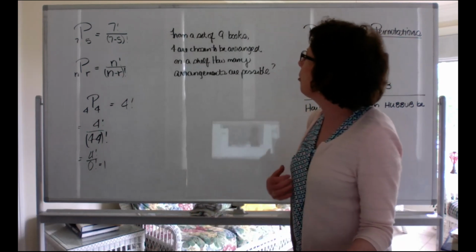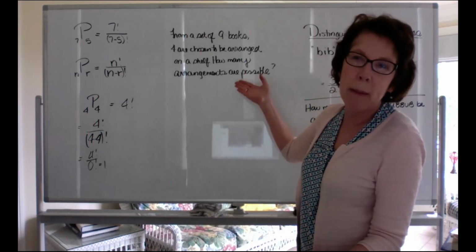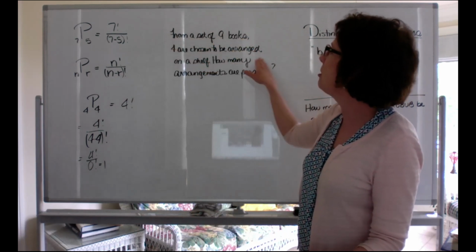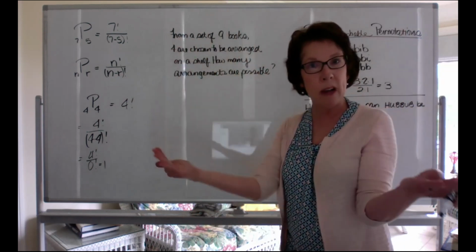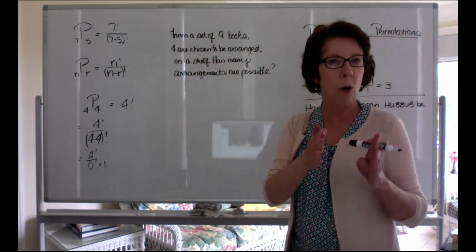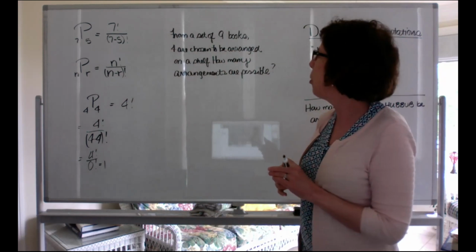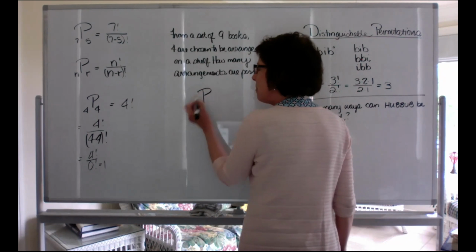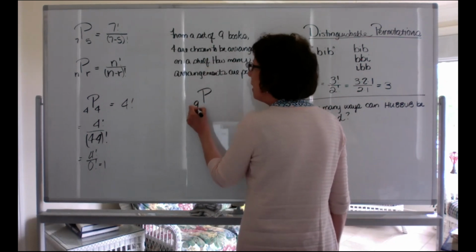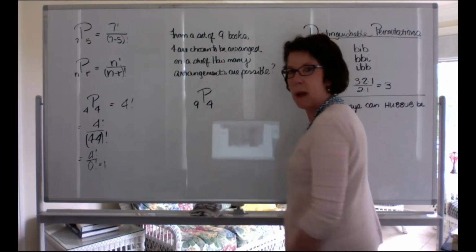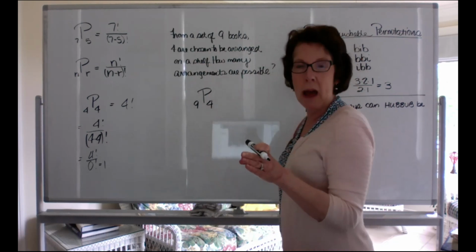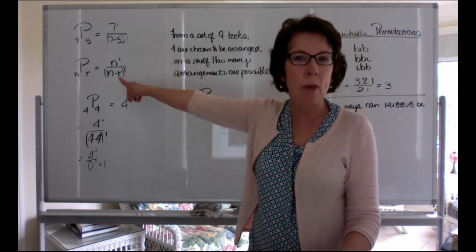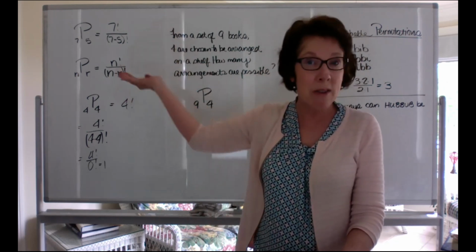Now let's do something a little bit more complex. Let's use our formula here. From a set of 9 books, 4 are chosen to be arranged on a shelf. So I've got a total of 9 objects. I'm only going to arrange 4, and I want to know how many ways they can be ordered on the shelf, how many arrangements are possible. So here's a permutation of 9, choosing 4. Now you may use your calculator. Okay, now on your quizzes and your tests, you will have to also know this formula. You don't have to memorize it because everything is open book.